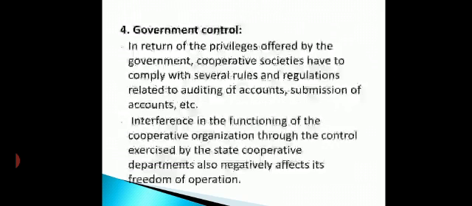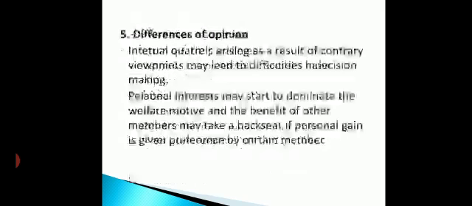Now, each state has got a state cooperative department. For example, in Karnataka, we have Karnataka State Cooperatives. That particular body keeps a regular check on the activities of the cooperative societies. They inspect, they keep an eye on the working of each and every cooperative society. Now this becomes interference from the government, where cooperative societies don't get the needed freedom to manage their activities.